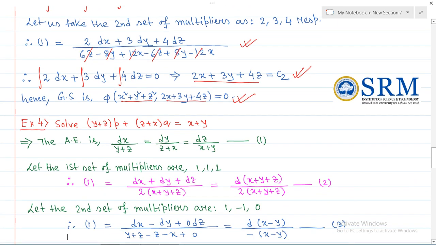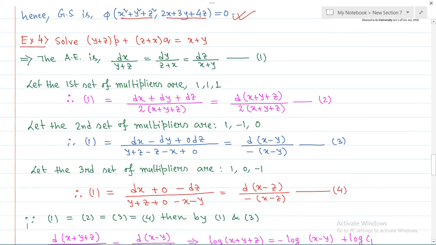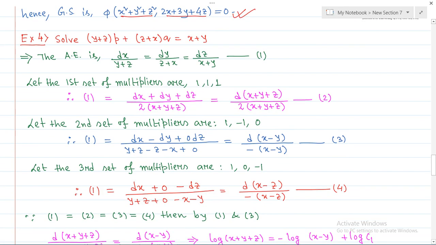Now let us come to the next problem, that is quite important, very important for your understanding and exam also. For the last three problems, we can see in the denominator, whatever terms are given, in between we are having a minus sign. But here look at this problem, it is given as (y plus z)p plus (z plus x)q equal to x plus y. So here all the terms are positive, so you cannot vanish it by choosing any kind of multipliers. So what we have to do, we have to think in a different way.